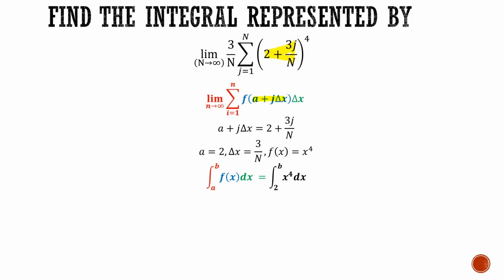Now, plugging that into the integral part of my formula, I have the integral from a to b of f of x dx. I know a is 2, so I have the integral from 2 to b of x to the fourth dx. Again, all I have to do is find my b value, so I'm going to use my delta x formula. I know delta x equals b minus a over n, but a is 2, so b minus 2 over n. And from earlier, we figured out that delta x had to be 3 over n. So now I can set up an equation: b minus 2 has to equal 3. In other words, b has to be 5. So writing my final integral, I get the integral from 2 to 5 of x to the fourth dx.